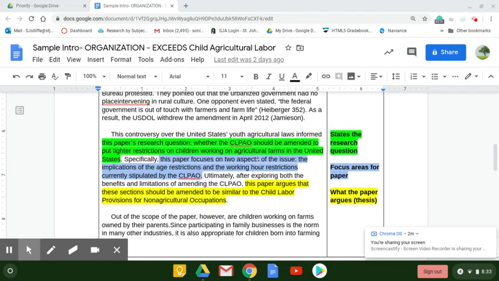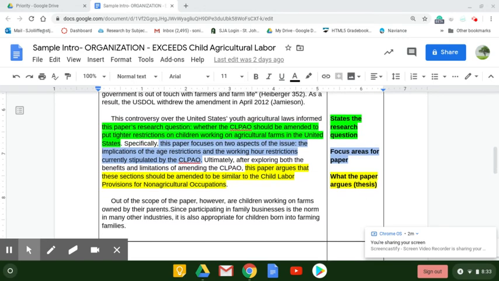The final paragraph of the sample introduction is simply talking about the limitations of the paper. This is not necessary, and I don't expect that most of you will include it in yours.